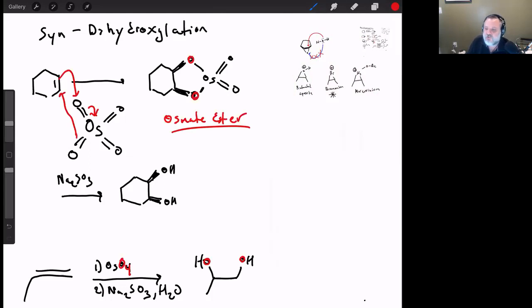Now, I don't expect you to know the mechanism. Osmium tetroxide, OsO4. I don't expect you to know the mechanism, but I do expect that you have some idea that you form a cyclic intermediate. It's a 5-membered ring, and 2 of the 4 oxygens on OsO4 attach to the ring at the same time. And this is what explains the syn addition. So it's still dihydroxylation, but the 2 OHs add on the same side.